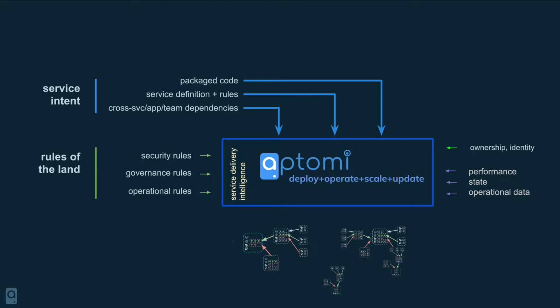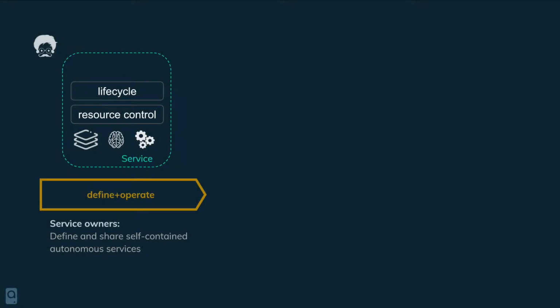Aptomi deploys, operates, scales, and updates services for you and runs them on multiple clusters and clouds. Aptomi helps developers focus on what matters, defining and running their services, as opposed to dealing with individual containers and disjoint configs. Aptomi simplifies the definition of an application service and its delivery and control.